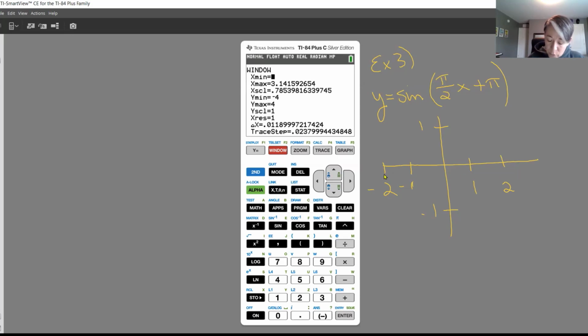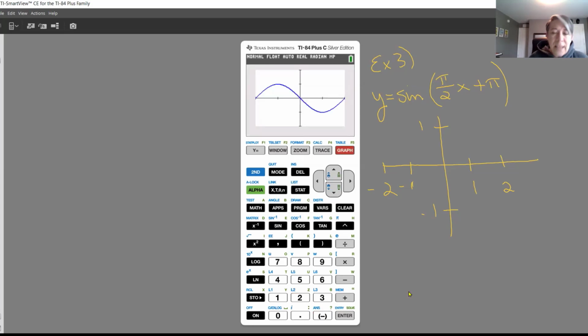Instead, our final graph went from -2 to 2. So we want our x min to be -2, our x max to be 2. We want our scale to be 1. In other words, our hash marks are of size 1. And our y min and max were -1 and 1 on the graph. So maybe let's go out one more and go from -2 to 2. And we do, in fact, get the same graph that we got. So this is just a way to check what the graph should look like.